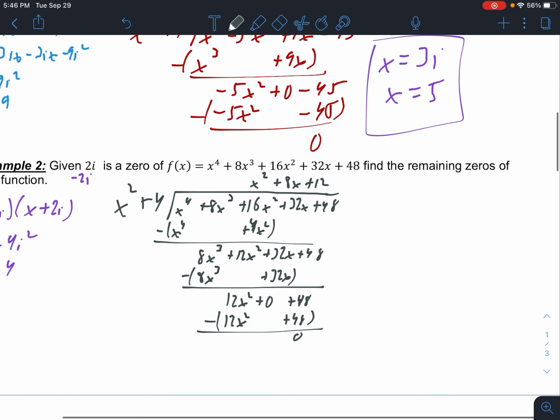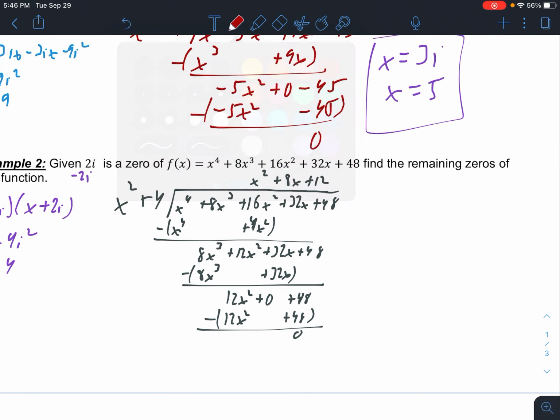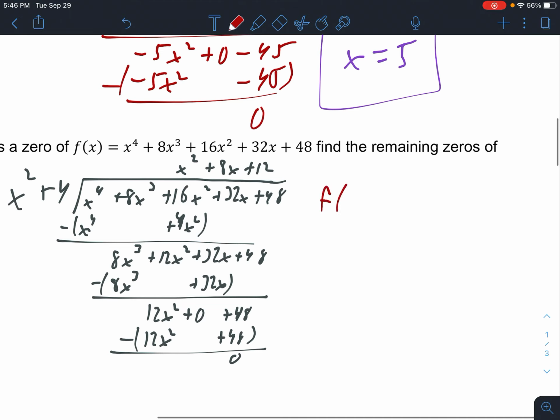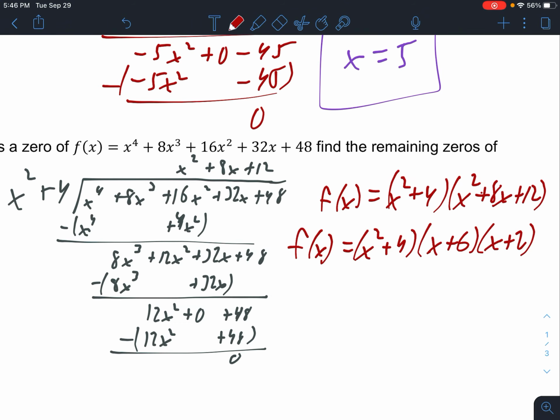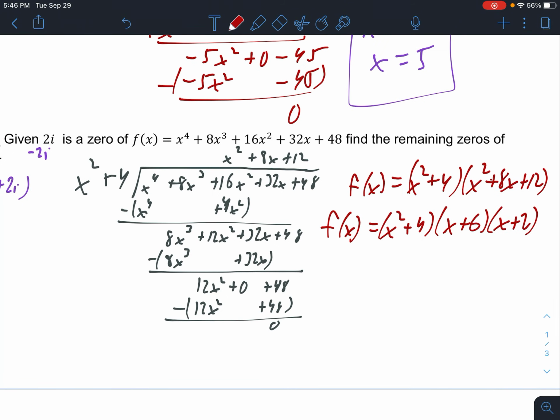All right, so that means now I can rewrite f of x as x squared plus 4 times x squared plus 8x plus 12. So now I can continue to factor that, or I can use the quadratic formula, whatever you prefer. But why not factor it when we can? That's completely factored form. So the remaining zeros, we were given 2i, so we don't need to write that. Negative 2i, negative 6, negative 2.